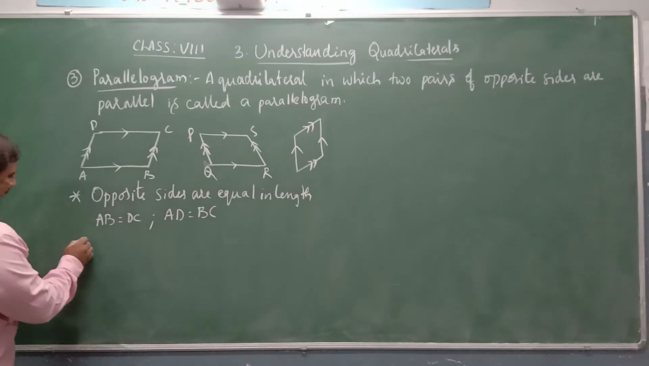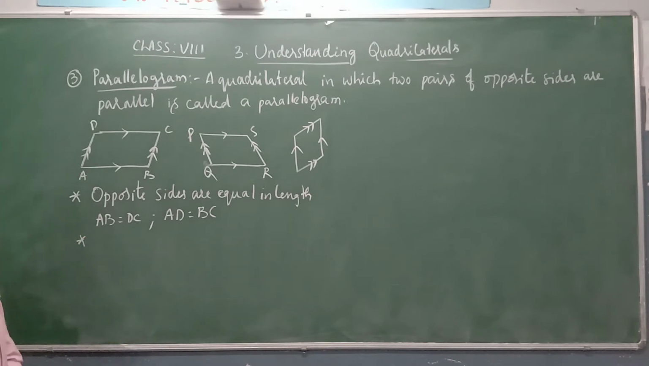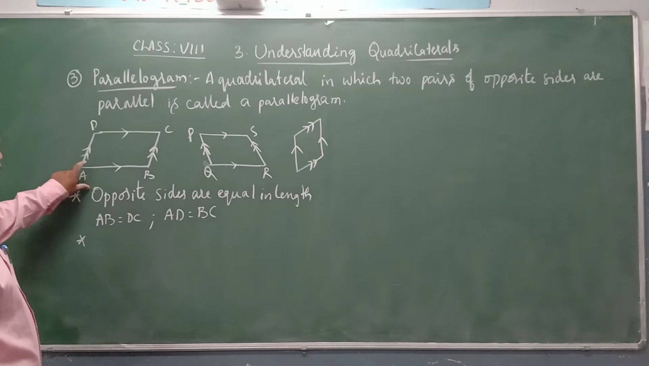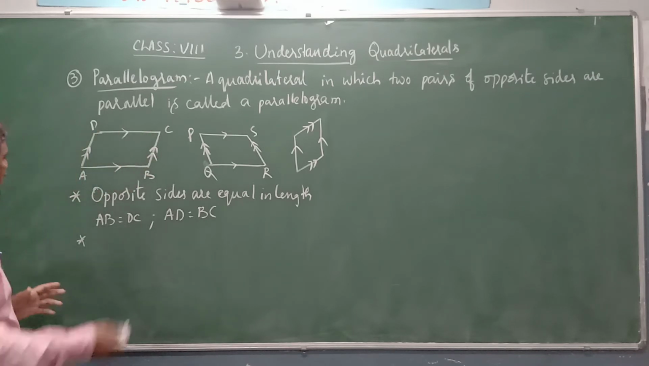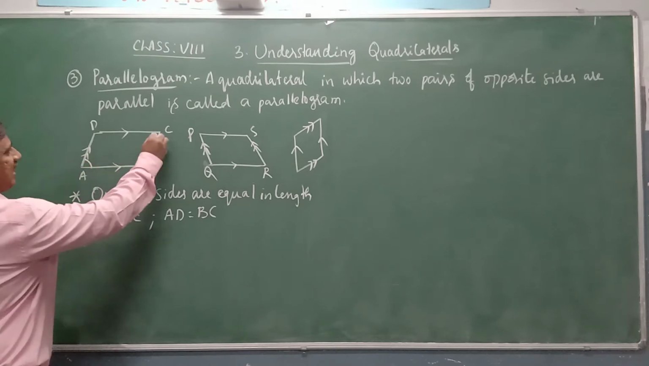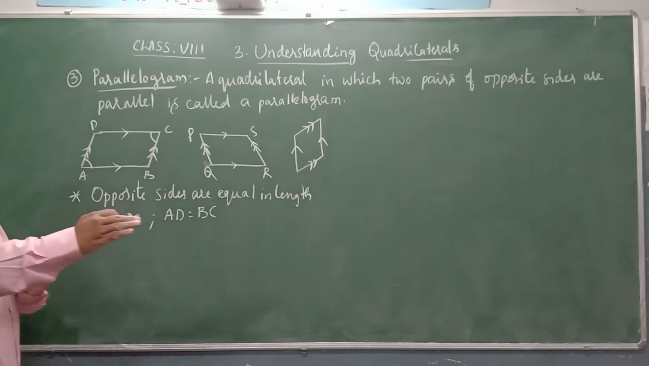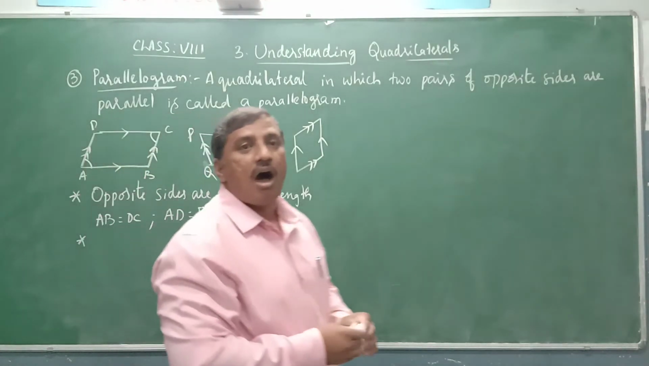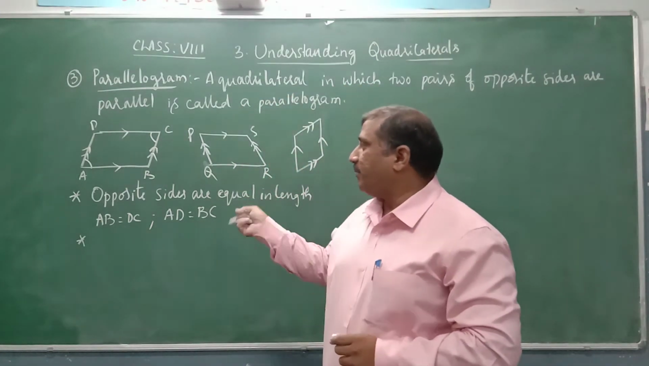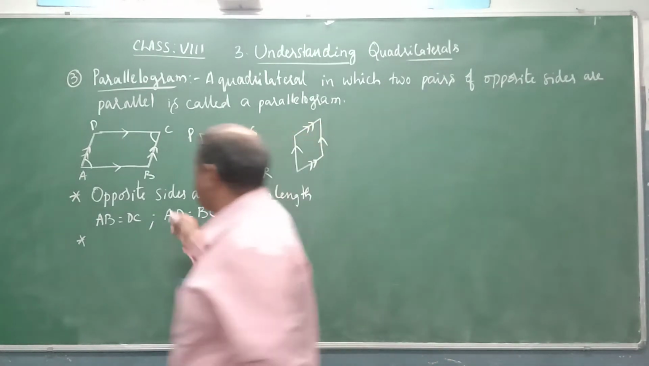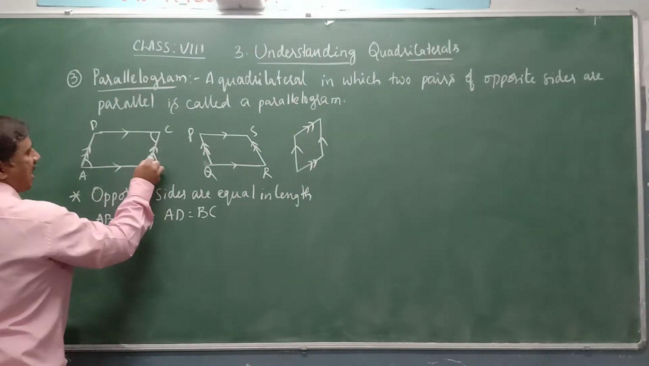Now, what about the angles? Angle A, angle B, angle C and angle D. We know angle A and angle C are opposite to each other, and we call them opposite angles. Angle B and angle D, one more pair of opposite angles.